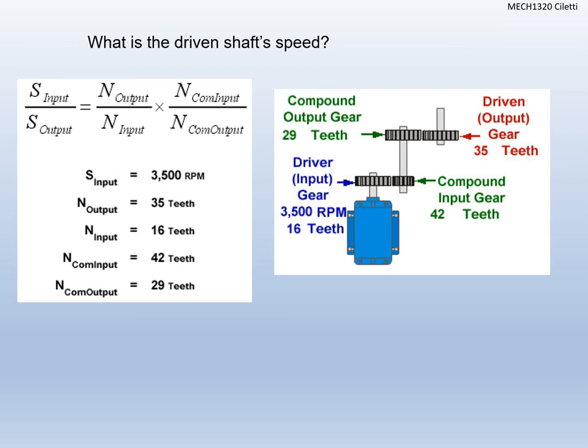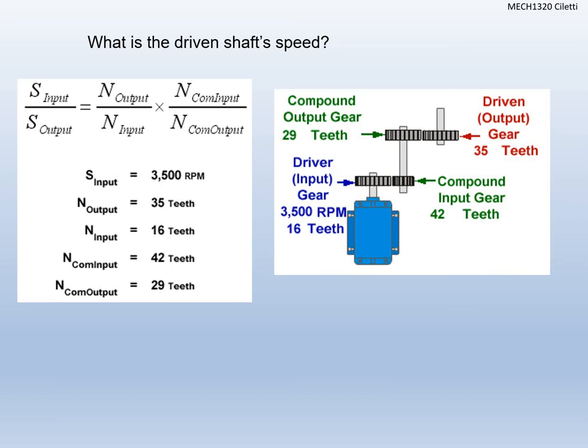All right, so given the following input, our input speed is 3,500 RPM. Our output number of teeth is 35. Our input number of teeth is 16. Our input for our compound gear is 42. Our output for our compound gear is 29. And you can study and see where those are on the given diagram on the right-hand side. So we're just going to find the driven shaft speed. The driven, so what is that? That's the output speed. The output speed is the driven speed.